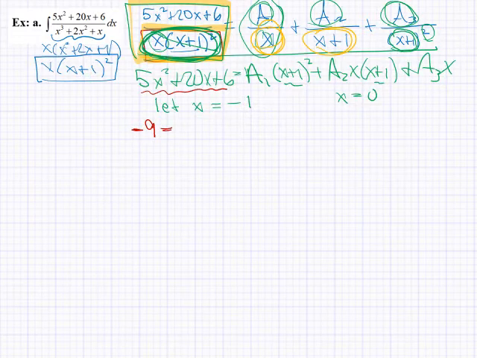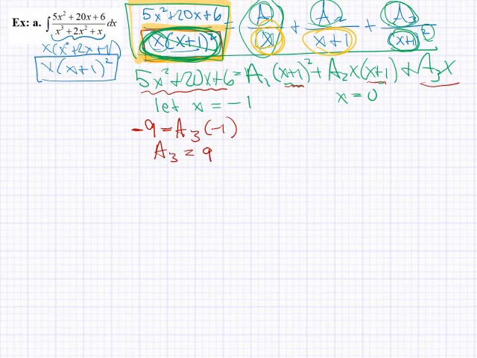Then on the right side, anything with an x plus 1 in it zeroes itself out. So that'll be 0, that'll be 0. The only thing that won't have a 0 would be the a3 term, so I'll get a3 times -1. That tells me a3 equals 9.